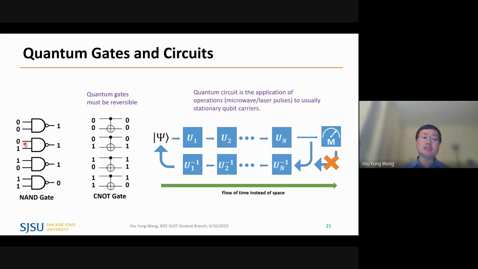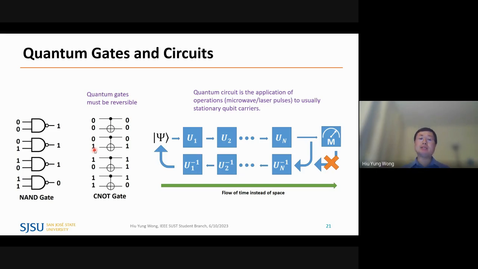It can be 0, 0, 0, 1, or 1, 0. But for a quantum computing gate, it doesn't have this problem. If I know what type of gate this is, controlled NOT, and you tell me the output is 0, 1, then I know the input must be 0, 1. And that is very simple.